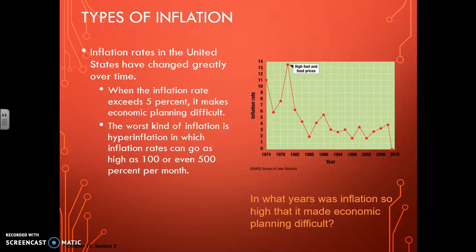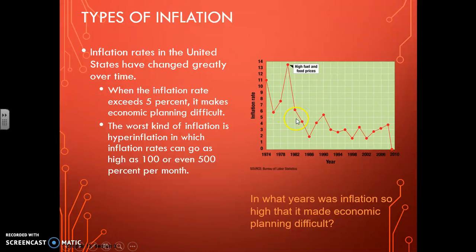Hyper, like someone that has way too much energy. Hyperinflation is when inflation rates can go as high as 100% or even 500% per month. And this is a vast, vast increase in inflation. So when we look at this, in what years was inflation so high that it made economic planning difficult? Well, obviously any time, like we said, it exceeds 5%.